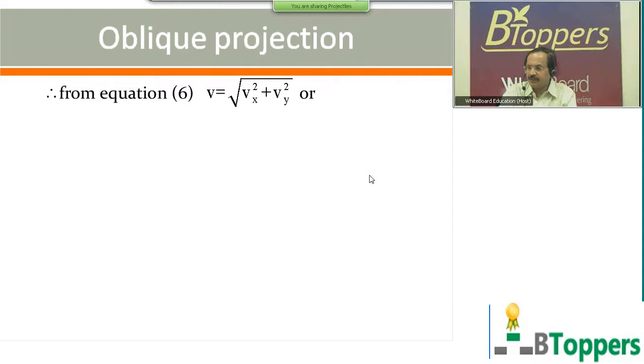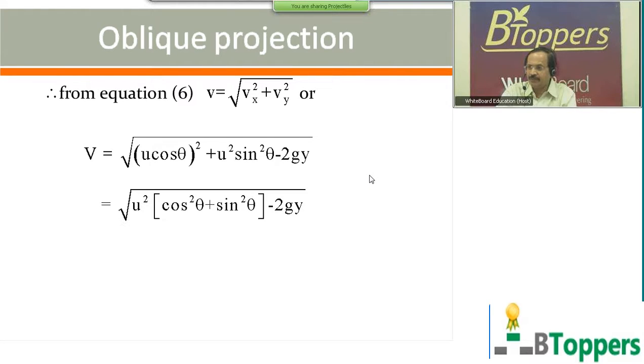So in the equation v equal to root of Vx square plus Vy square, we can substitute Vx equal to u cos theta. Vy square will be u square sin square theta minus 2gy. Next, you can take u square common in the first two terms within the square root symbol, so that you will get under root of u square into cos square theta plus sin square theta, minus 2gy. And cos square theta plus sin square theta will be equal to 1 for any value of theta.